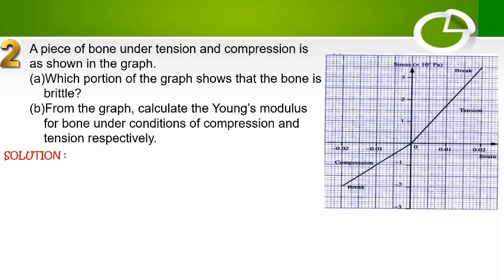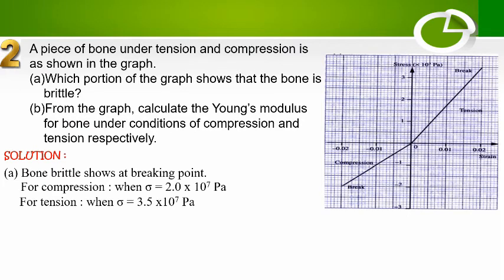For question number 2, a piece of bone under tension and compression is as shown in the graph. Which portion of the graph shows that the bone is brittle? So, if you refer to the graph, bone brittleness shows at the breaking point. Because of that, for the compression, the breaking point is when stress is equal to 2 times 10 power of 7 Pascal. And for tension, the bone is brittle when the stress is 3.5 times 10 power of 7 Pascal.